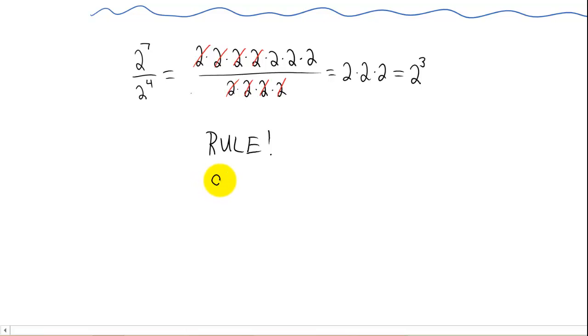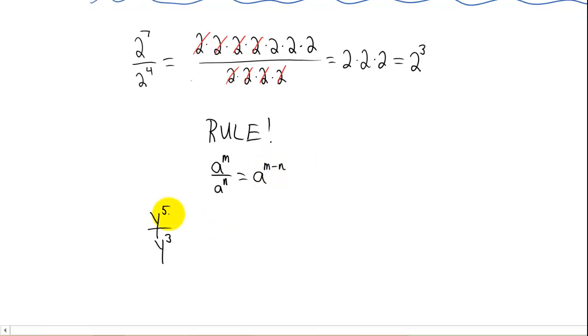So what we can write with this rule is, if we have the same bases raised to 2 different powers, and we're now dividing these 2 numbers, the result is just the subtraction of the 2 original powers. So that's a to the power m minus n. As an example, if we have y to the 5th power divided by y to the 3rd power, the answer is just going to be y to the 5 minus 3 power. 5 minus 3 is just 2. So y to the 5th divided by y to the 3rd can be simplified to be written as y squared, or y to the 2nd power.